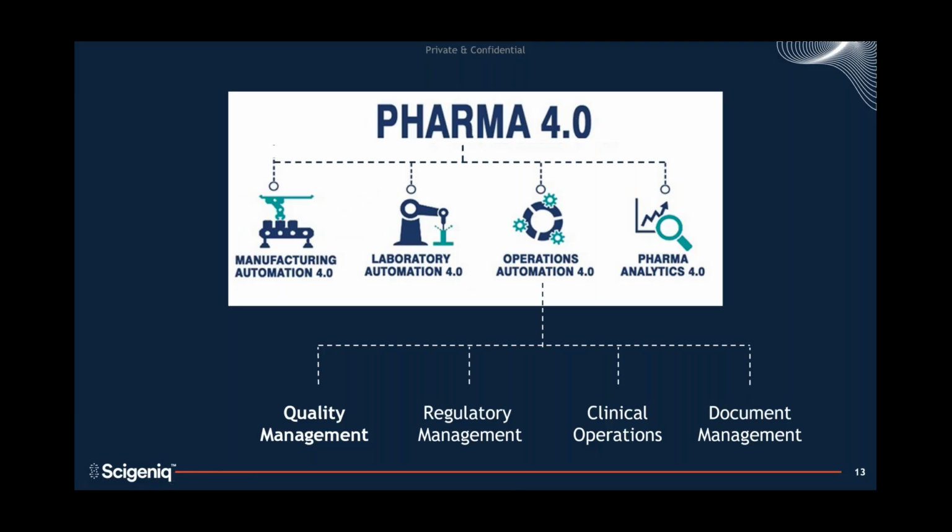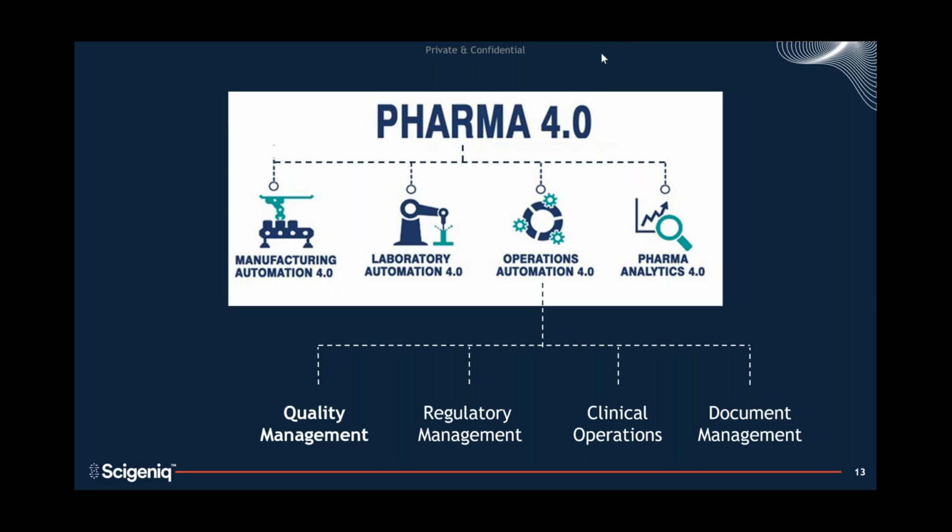Thank you, Joab. So here we see operations automation is about things like, and this is not meant to be exhaustive, quality management, regulatory management, clinical operations, document management, things like this, operational systems for running the business, as opposed to automating the manufacturing floor or automation of the laboratory. I'm saying that these are the areas to invest in.